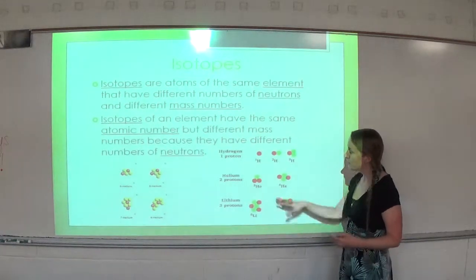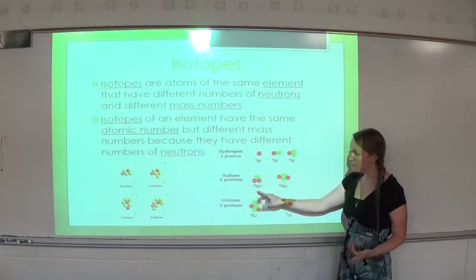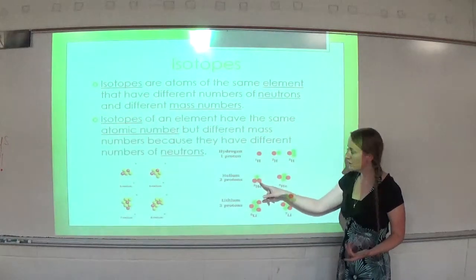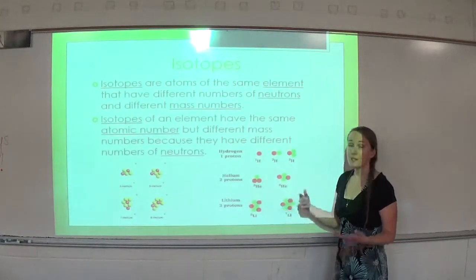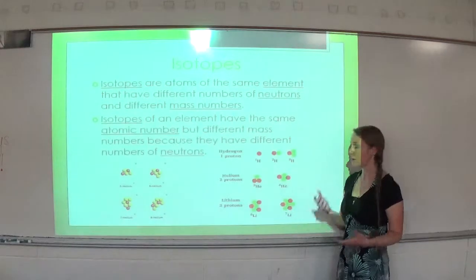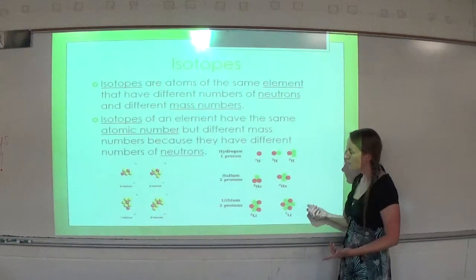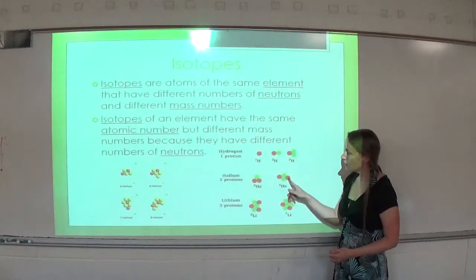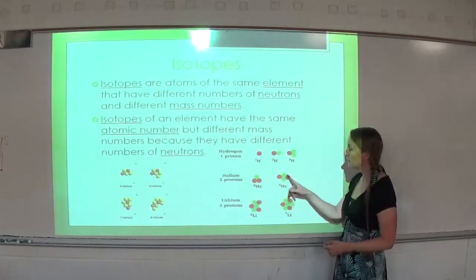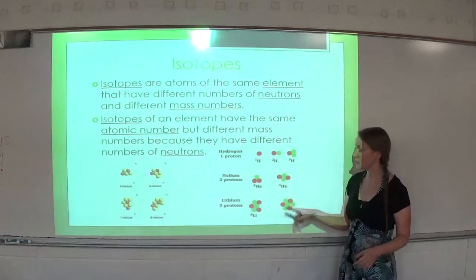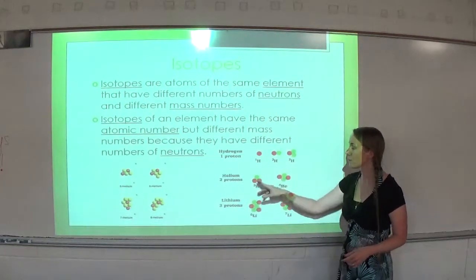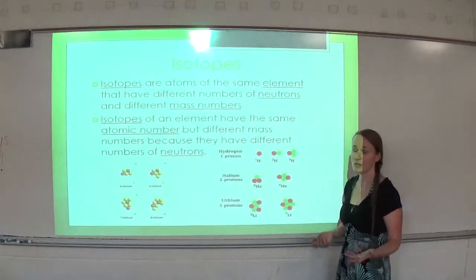For example, here we have helium-3, because of course you see 3 particles. 2 of them are protons because it is helium, and 1 of them is a neutron. Here we have helium-4 because you can see you have 4 particles now, but we still have 2 protons to identify that it is helium, but now we have 2 neutrons. So they have different mass numbers, but they're both helium because they have the same amount of protons.